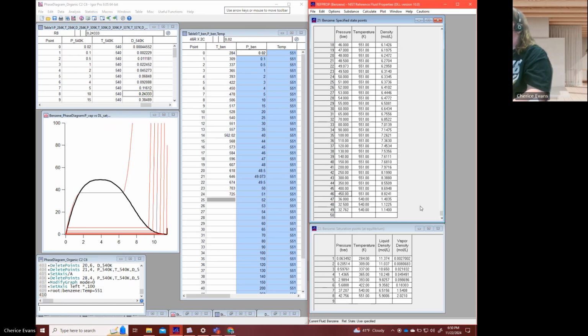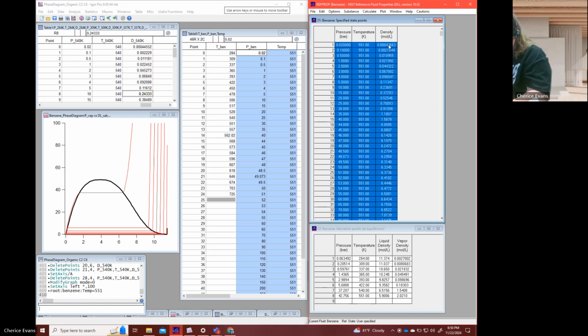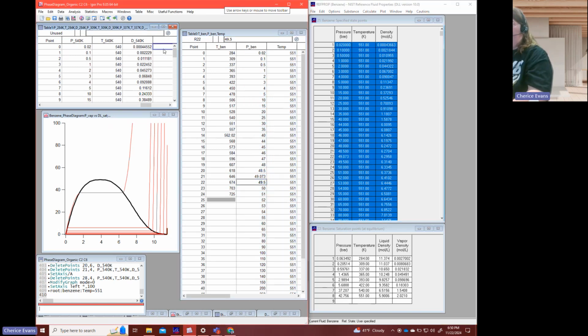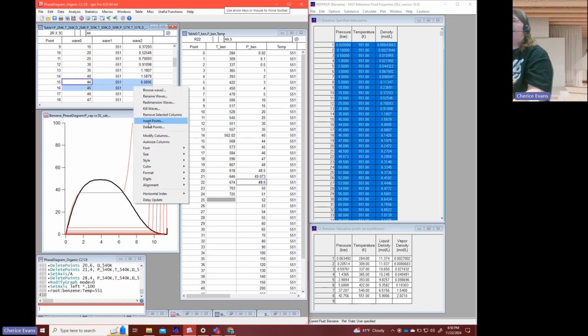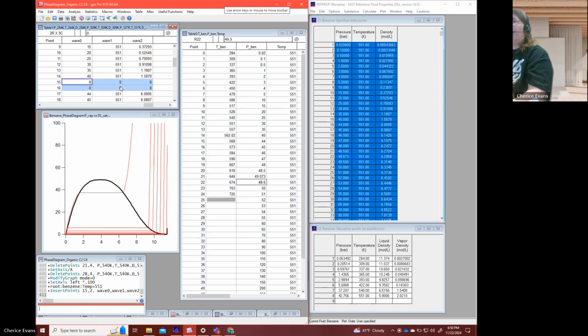Oops. Okay. Make sure I copy only what I need. So there's my 551. Same thing as before. I find where I have the discontinuity in density. Put my discontinuous point in.